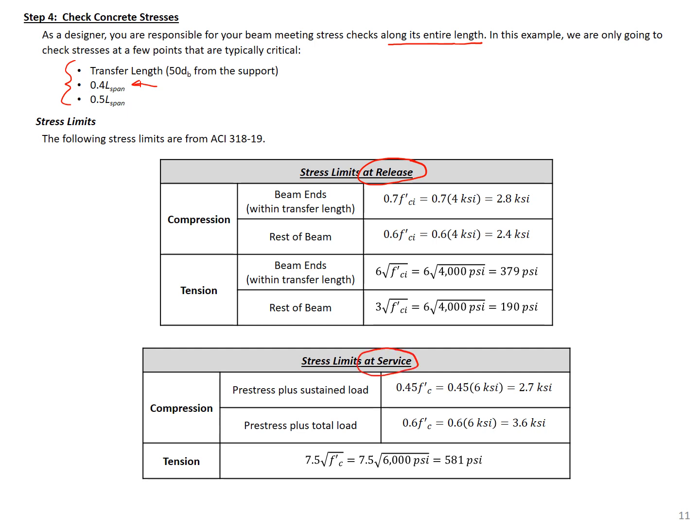And you can see our stress limits at release are dependent on if we're in the end of the beam or in the rest of the beam. So there are different stress limits in the end region of the beam. And then also at service, we need to check our compression under both sustained loads and the total load. So we're going to go through and check all these different stresses on the next couple slides.